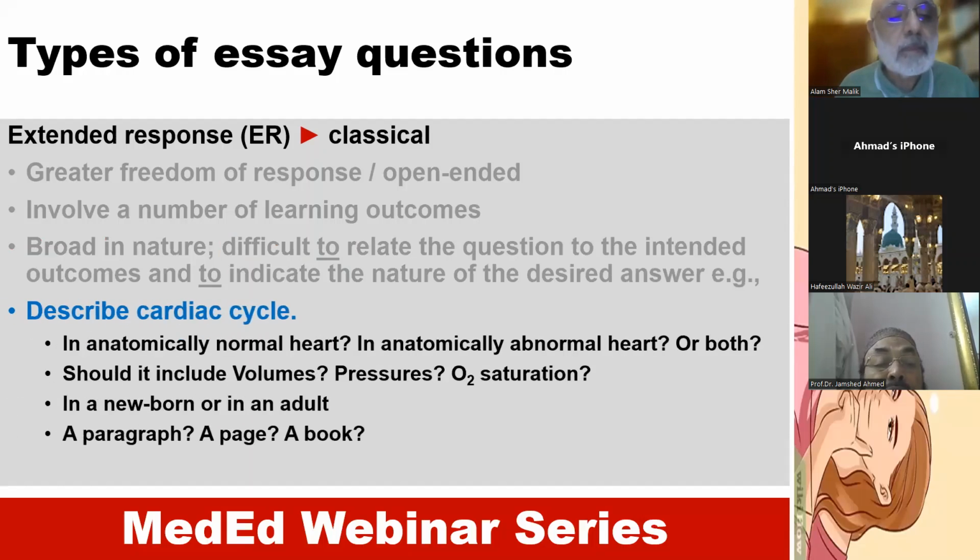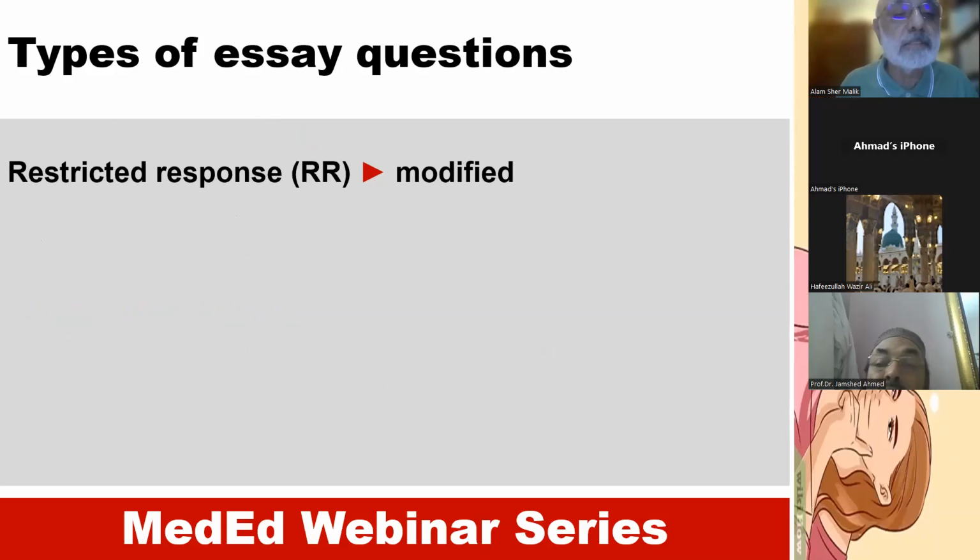For example, the question: describe a cardiac cycle. We are not sure whether it is in an anatomically normal heart or in an anatomically abnormal heart or both. Should it include volumes, pressures, or oxygen saturation? Are we talking about a newborn or an adult? And how long should the answer be? Can be a paragraph, a page. So the question is not really clear, and the students don't get enough guidance on how to formulate the answer.